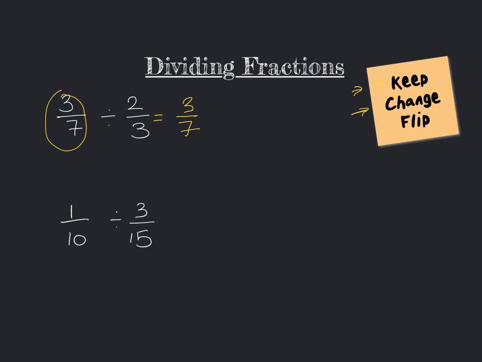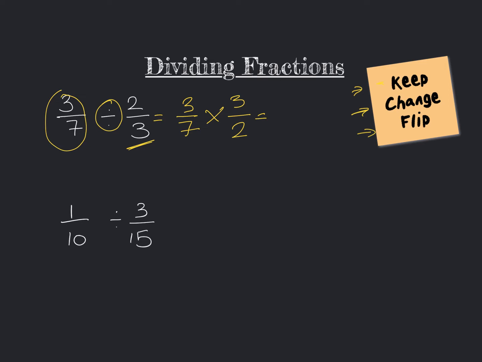Then we're going to change. So we change our divide sign to a multiply sign. And the third thing is to flip. So we're going to take this final fraction, the 2/3, and we're going to flip it over and make it 3/2. Now, if you've already watched my video on multiplying fractions, you should know what to do here.